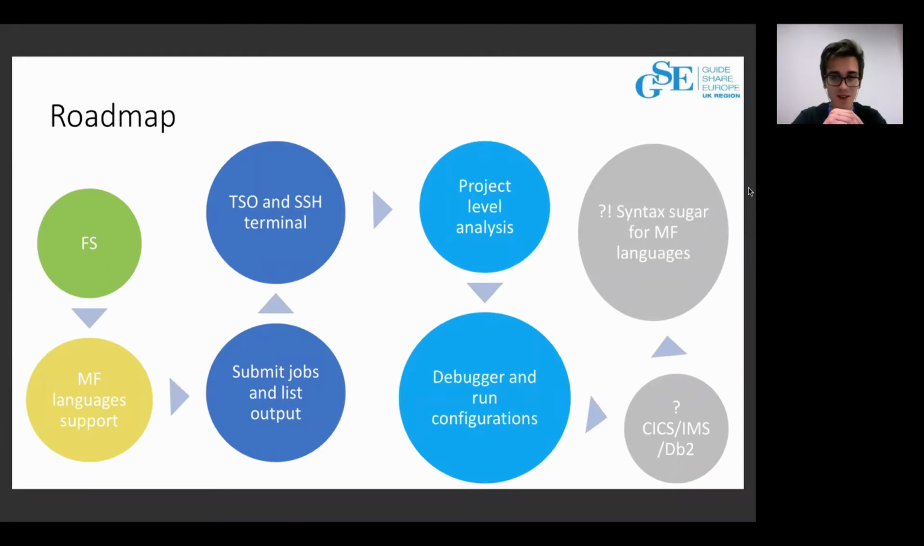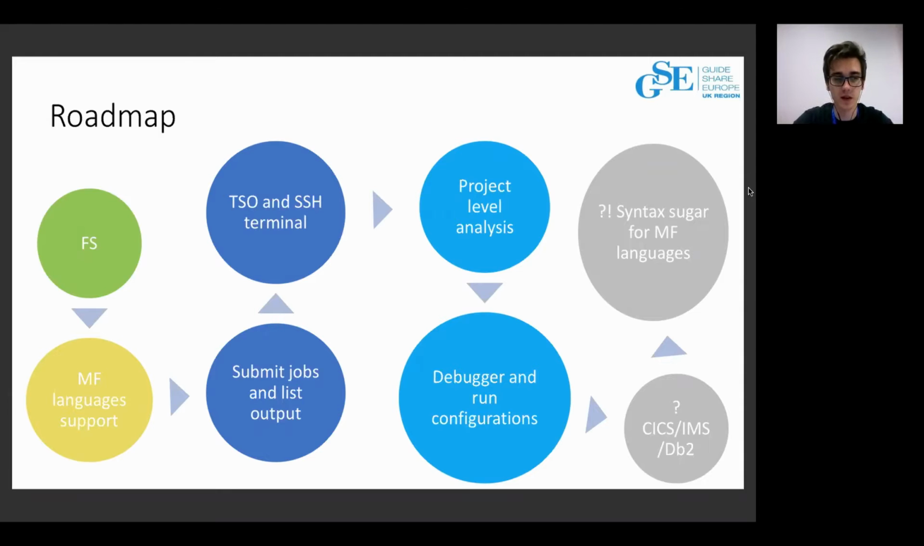With light gray, we marked our far future plans, and we are not really sure about them, but at some point maybe we'll implement CICS and DB2 support. But I think that the most interesting roadmap point is syntax sugar for mainframe languages.